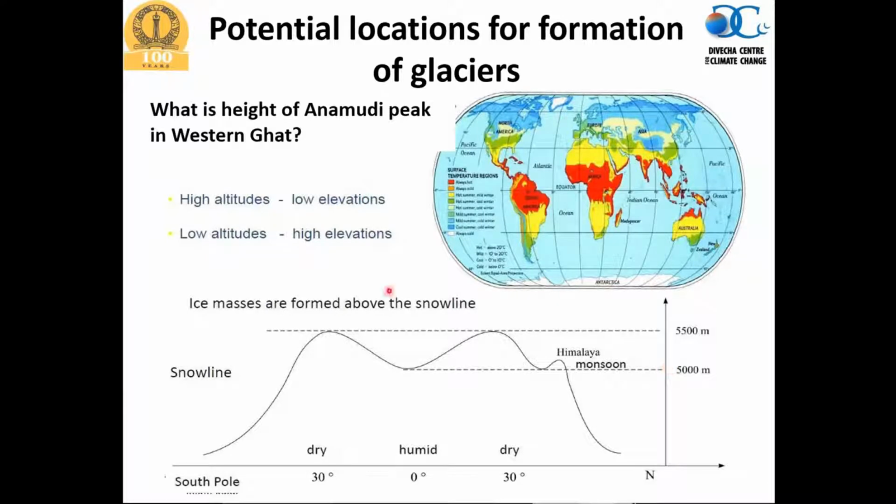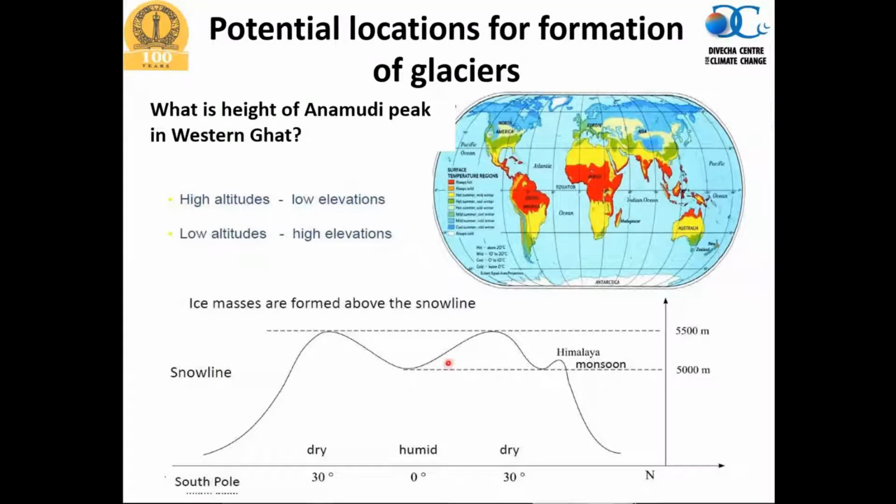and that is why we do not have any glaciers in the Western Ghats. Anamudi Peak is one of the highest peaks in the Western Ghats, and we do not have glaciers there because we miss it by a whisker, particularly in the southern region, where we are a little bit lower than that 5,000 meters.